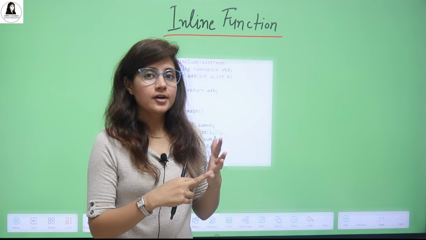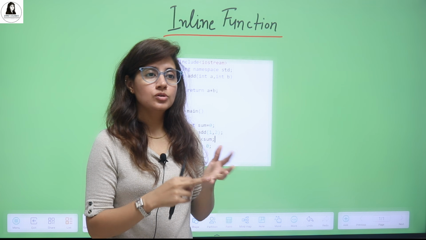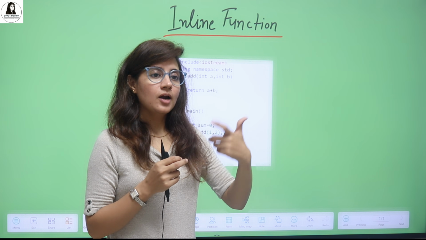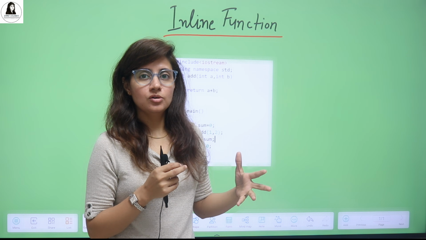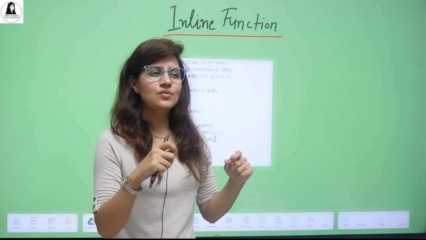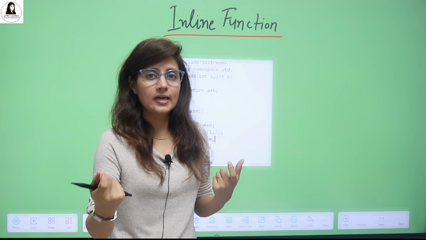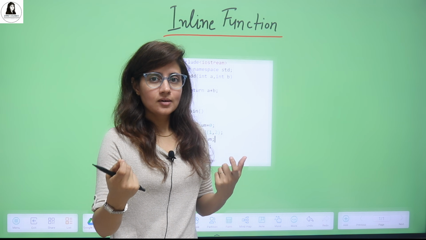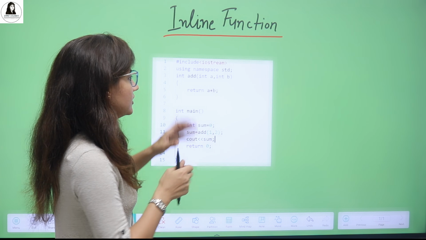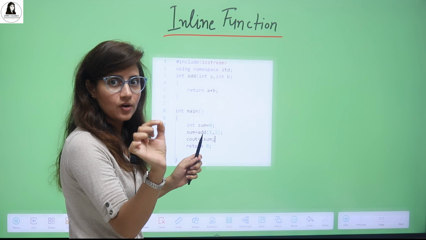Like the creation of the activation record, dealing with parameters, pushing that activation record into the stack, then popping out that activation record from the stack on termination, dealing with the return address, return value and all. This is basically what we call function call overhead. If you don't remember that, let me just brief you with this example. After that we will be discussing inline functions in this video.